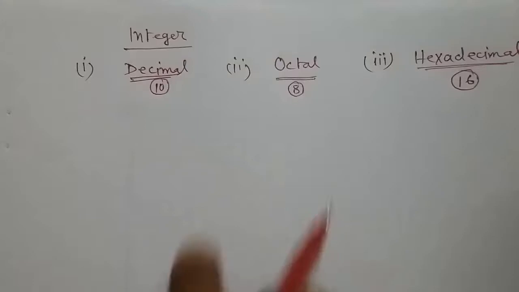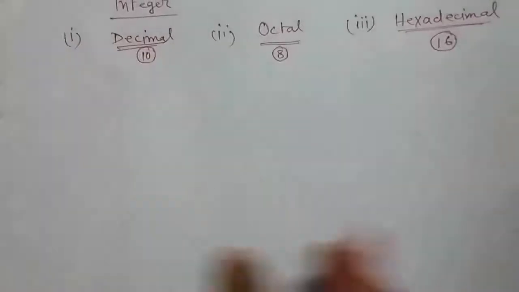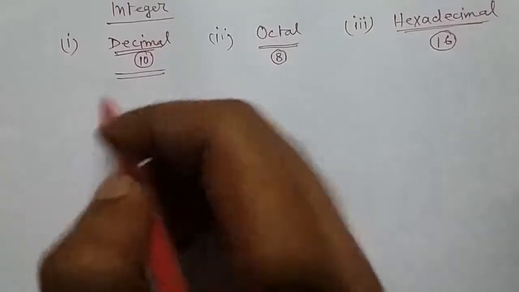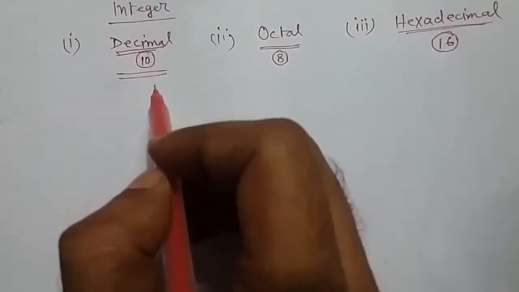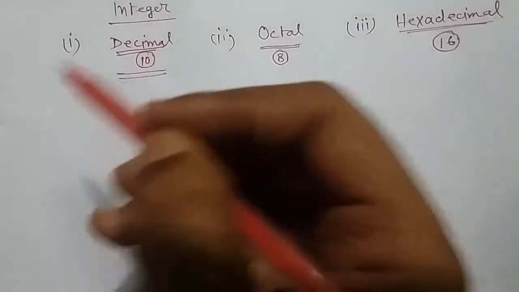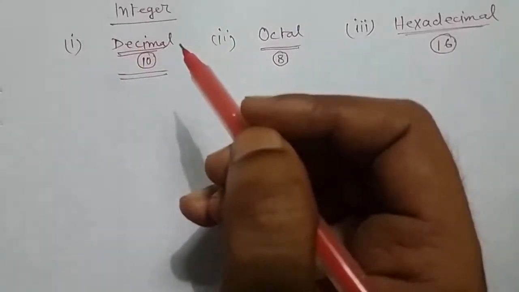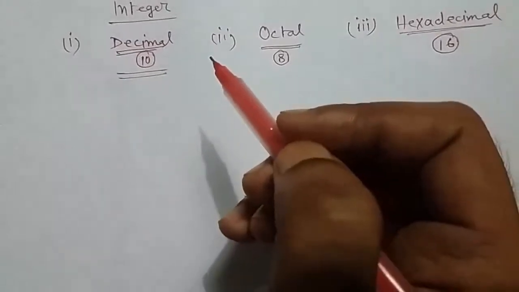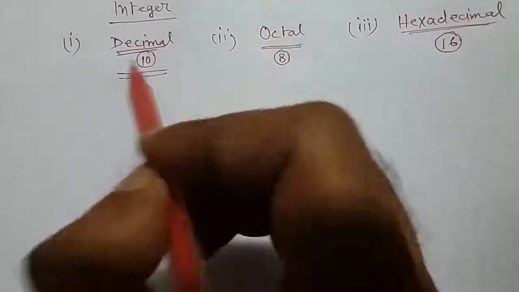So at first, decimal integer literal. So we need to know about decimal integer literal. So in decimal integer literal, I can say that an integer literal consisting of a sequence of digits is taken to be a decimal integer literal unless it begins with 0.